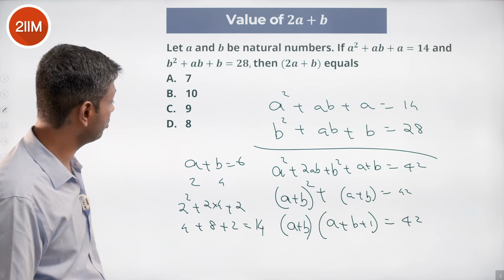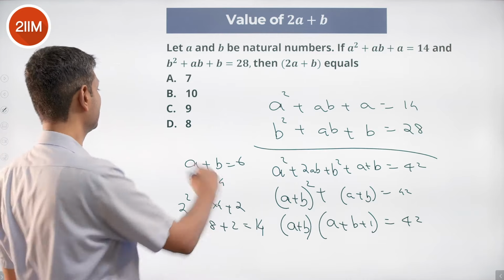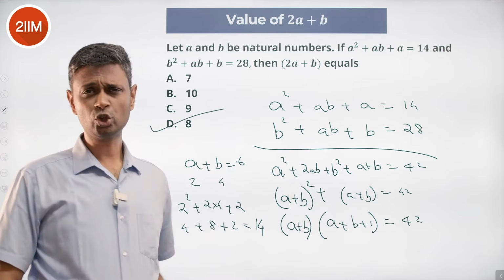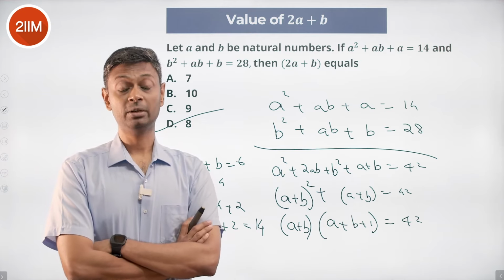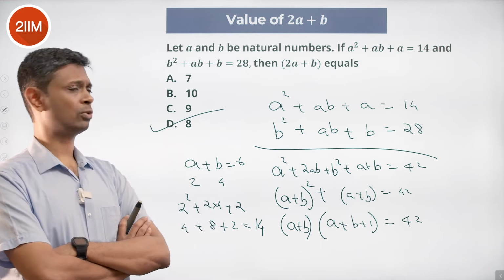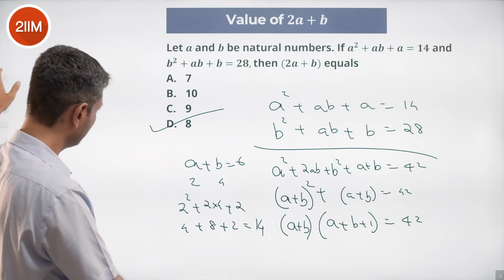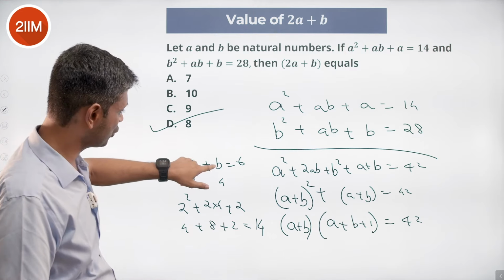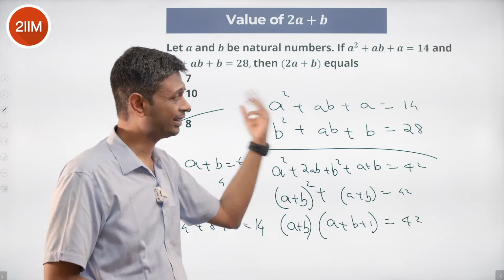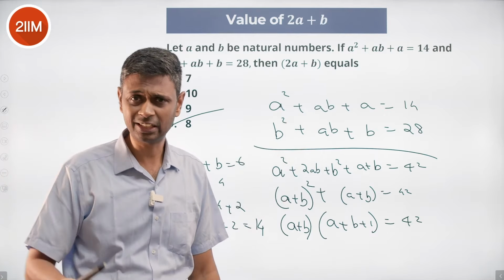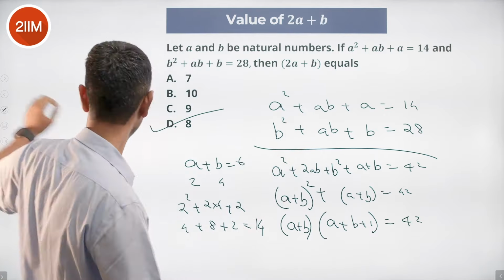So what is 2A plus B? 2 into 2, 4 plus 4, 8, 10. If we add these two, we get A plus B is 6. 3 comma 3 doesn't work, 2 comma 4 should work, and then we are through. We can solve this, we can say A is 6 minus B, substitute that here, get that quadratic, solve and get A. That's the other more algebraic method. We can snap out of it and simplify.